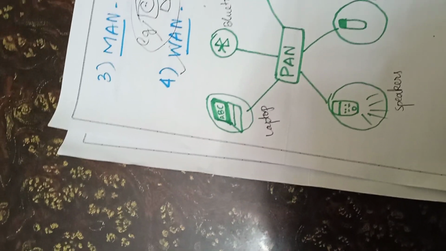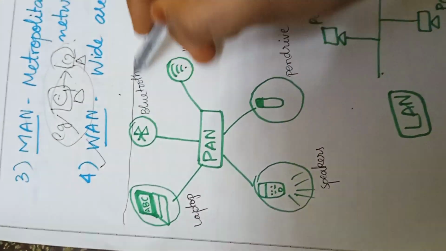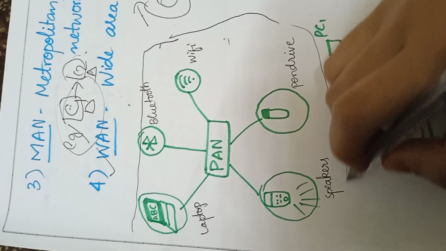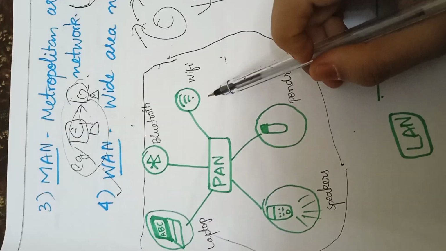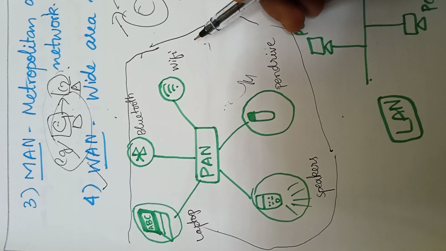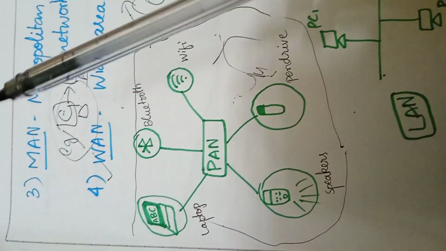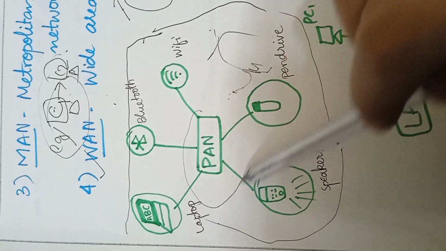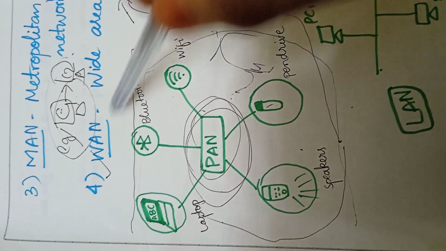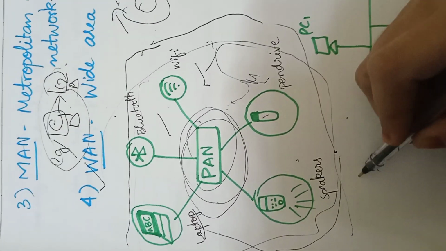Okay, let's go back to their diagrams. First of all, we will talk about the diagram of PAN. What is this structure basically about? We have seen their acronyms, and we have not gone in depth, but we have touched superficially on the types of network. This basic diagram shows how a personal area network is divided between the devices. You can see Wi-Fi, Bluetooth, laptop, speakers, and pen drive.